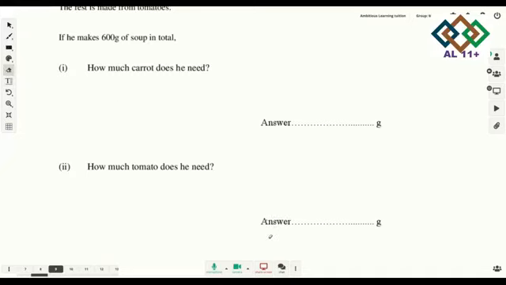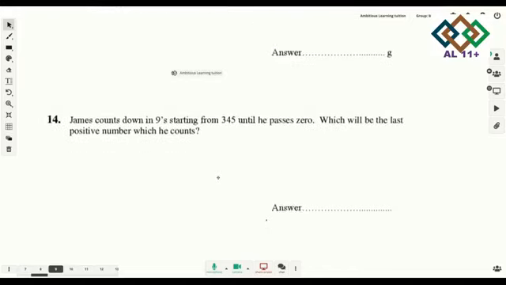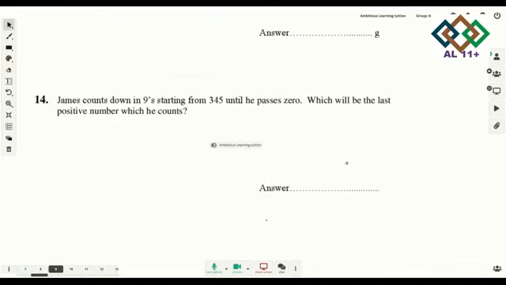I'll be removing this now because it looks like there's one down for you guys. Number 14. Number 14 is: Jem's countdown is in 9s, starting from 345 until he passes 0. What will be the last positive number that he counts? In this, you just need to divide 345 by 9.